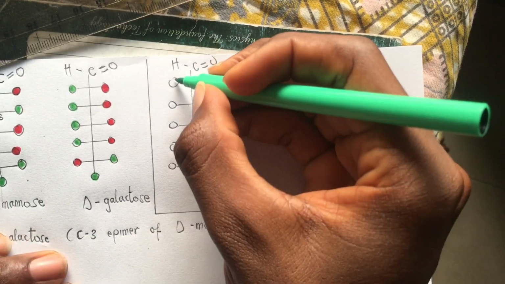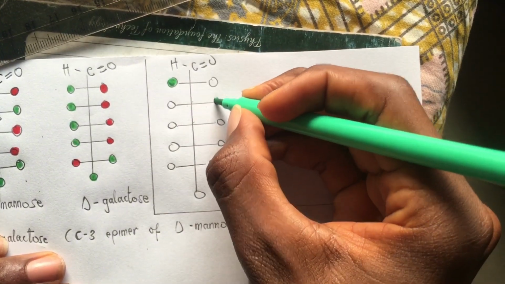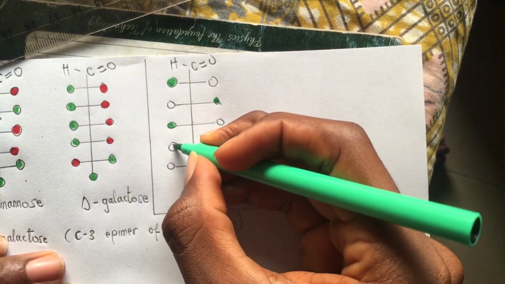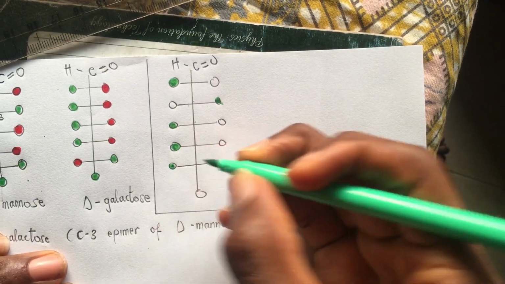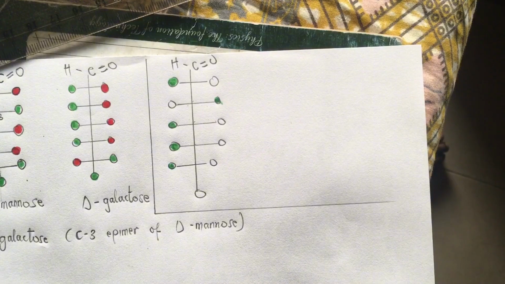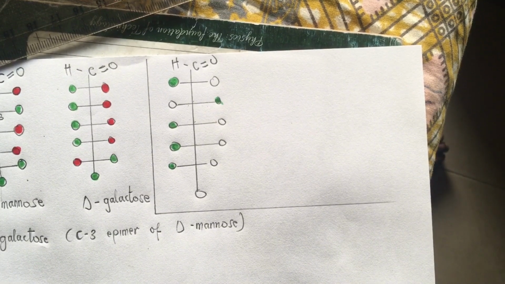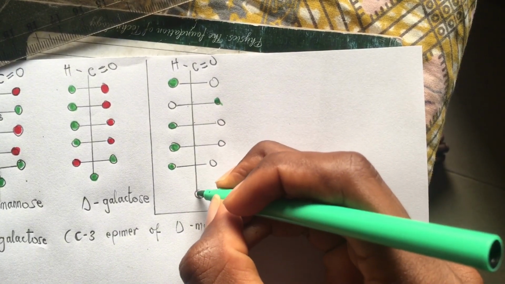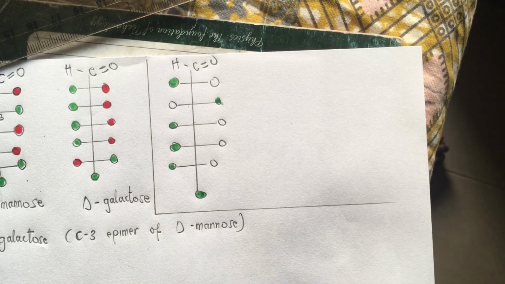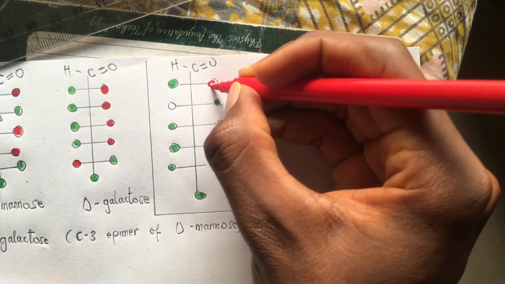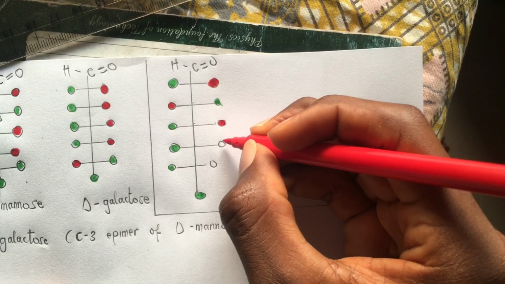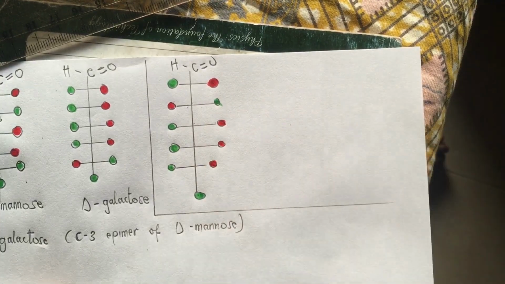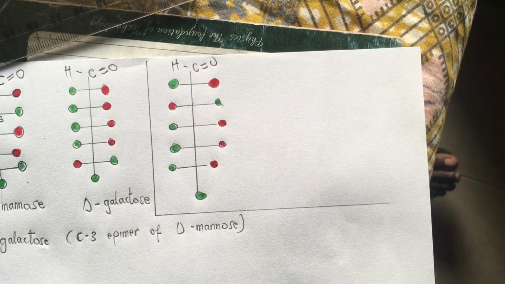Okay, so now let's try and draw the Fischer structure for glucose. This one is glucose. We are having our hydrogen here, then our hydrogen, and probably our hydrogen. Then this one will be another hydrogen. From there we have our OH group to be here, OH group, then OH group, and also OH group. So this is how we are actually dealing with it.